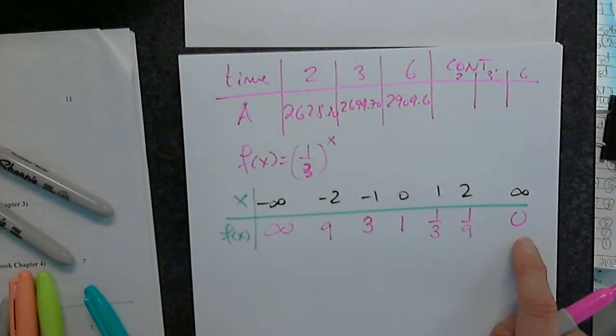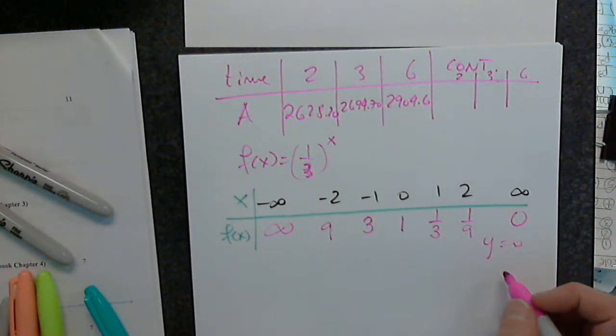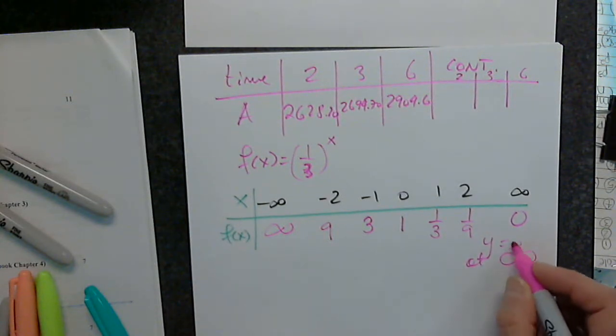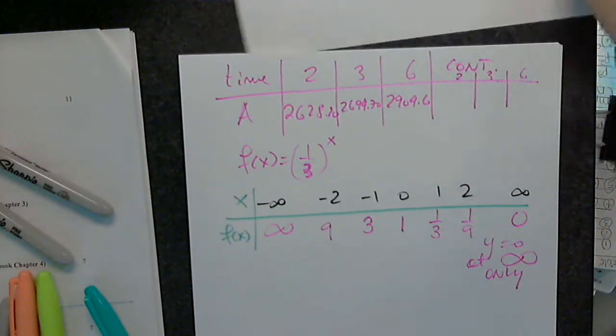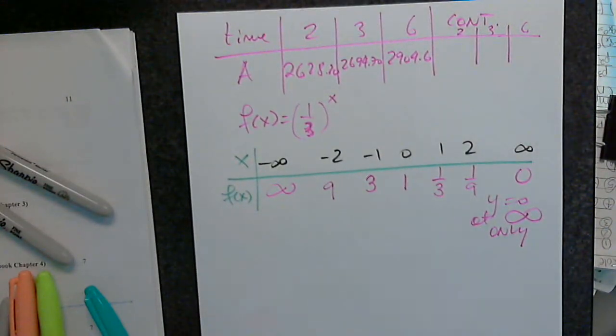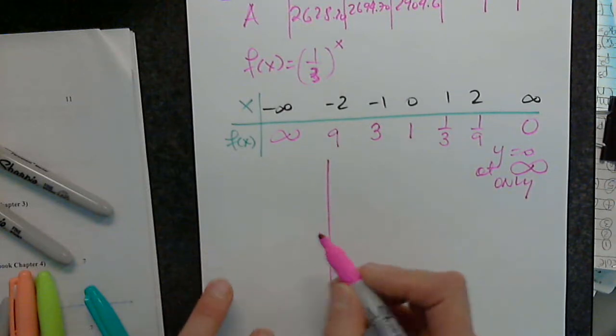So what does this mean? That this shape has a horizontal asymptote at infinity only. It's not the type of horizontal asymptote that exists at both ends like we are used to seeing. Okay, very good. So let's graph this function.